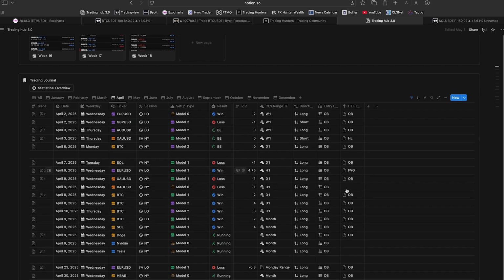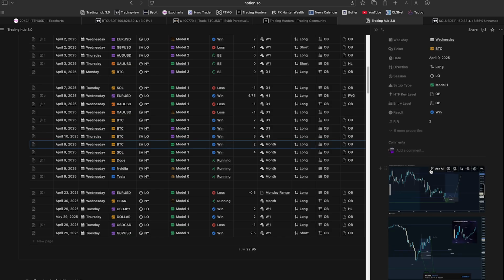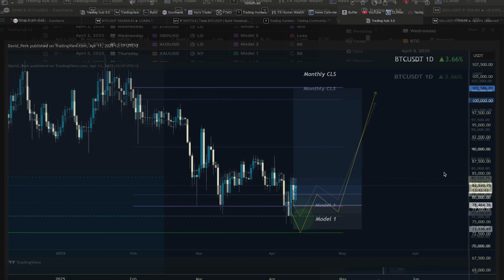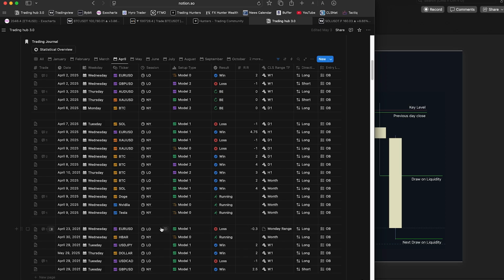You need to be writing every trade, every data you can collect about the trade. What was the analysis, right? How you entered, what was the result, right? How did it go, right? Everything you need to simply collect.